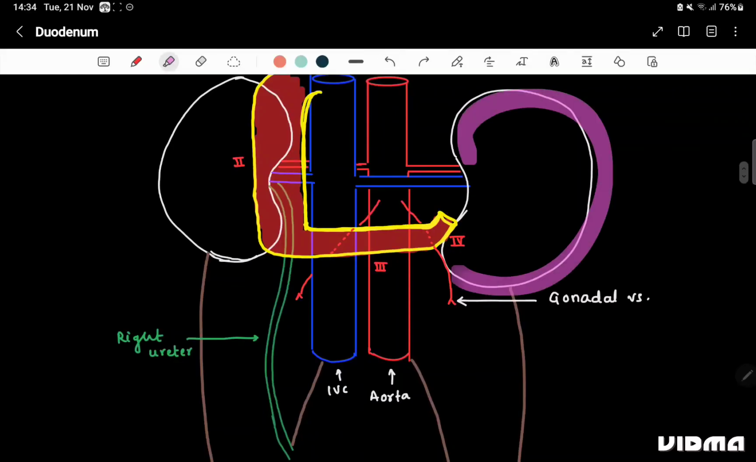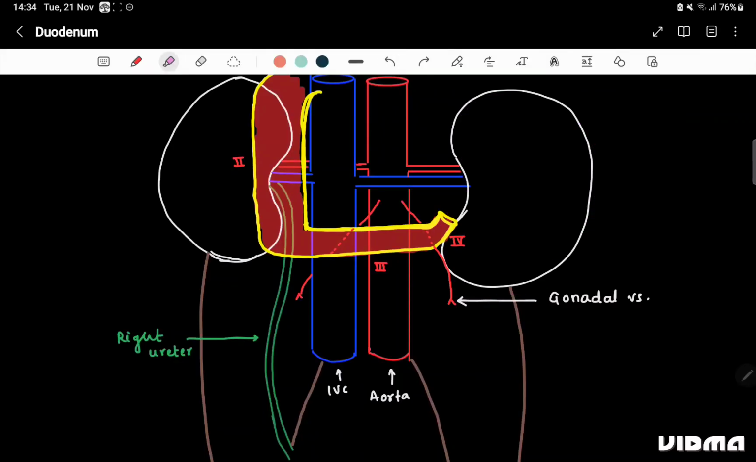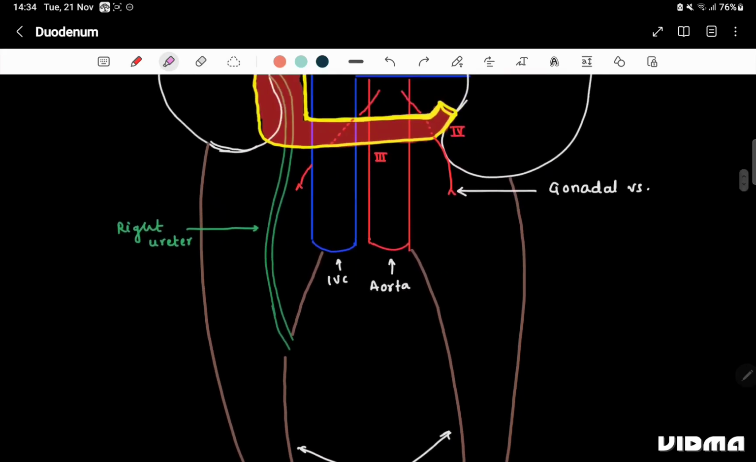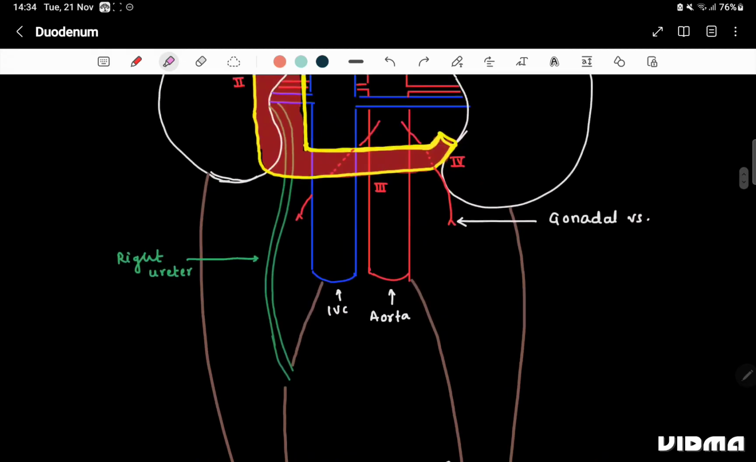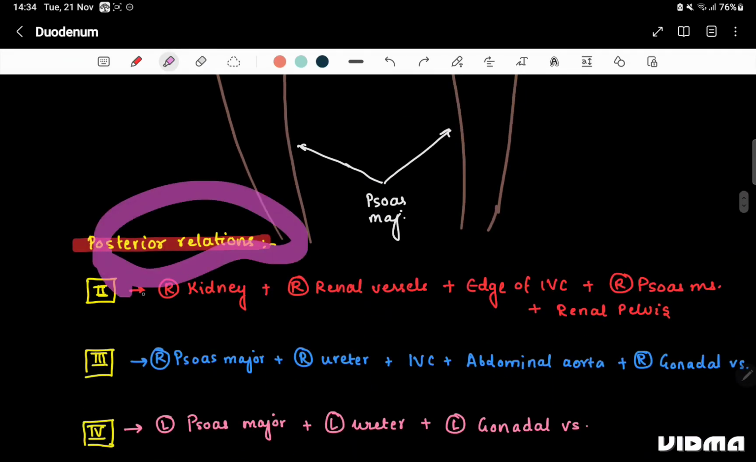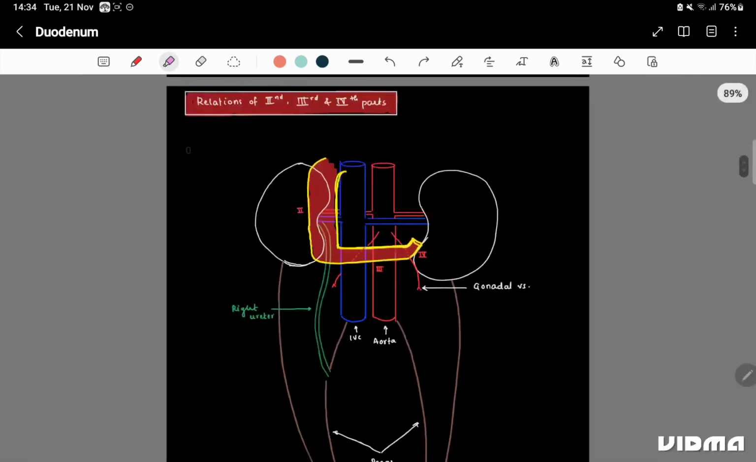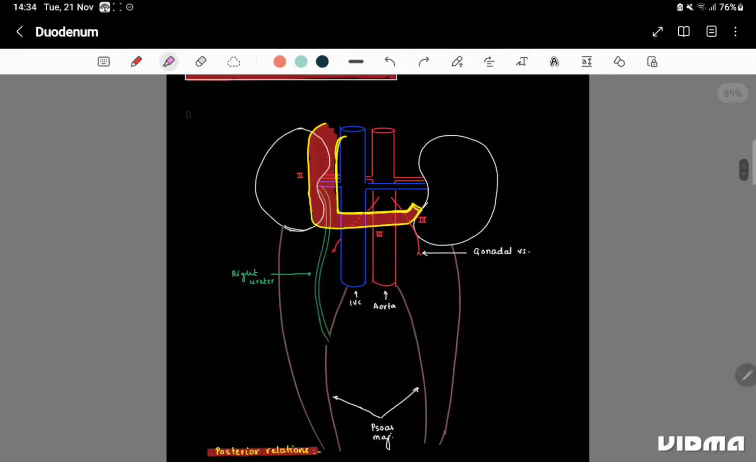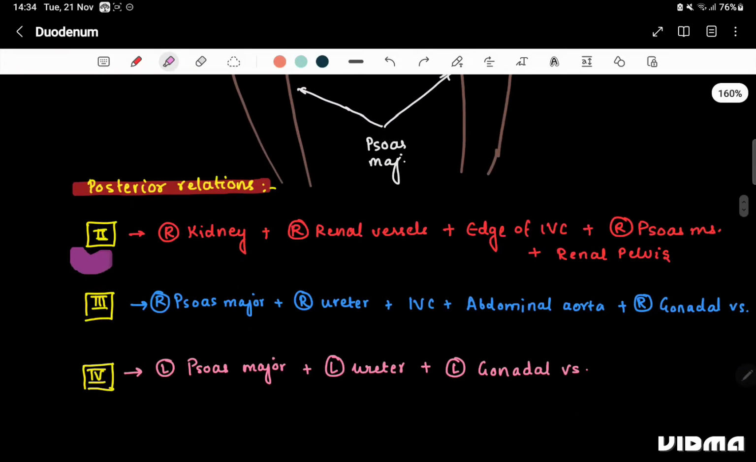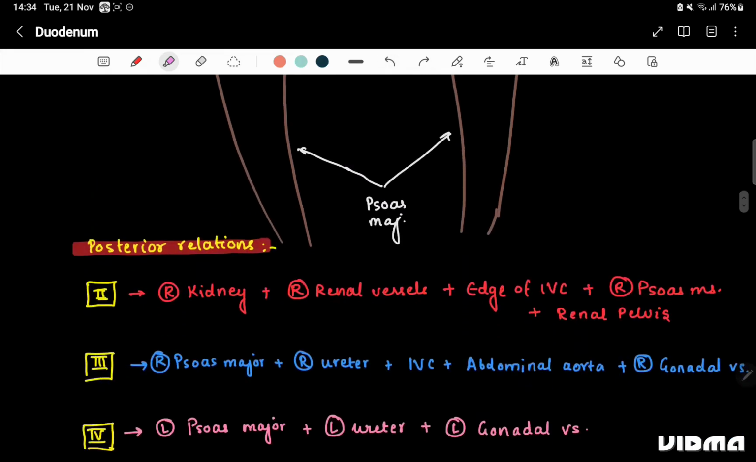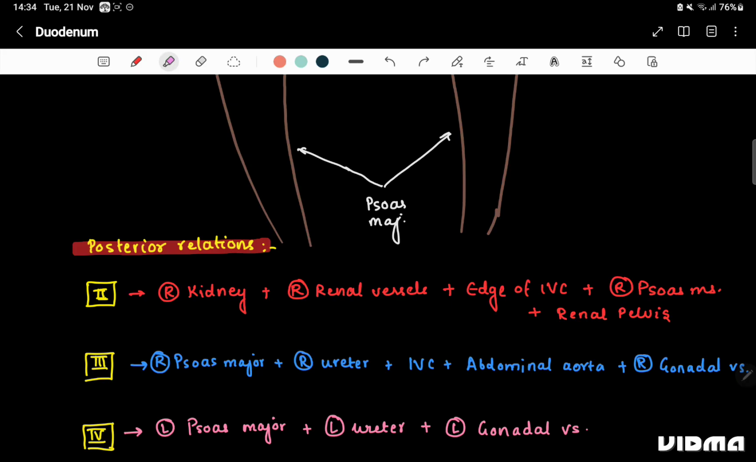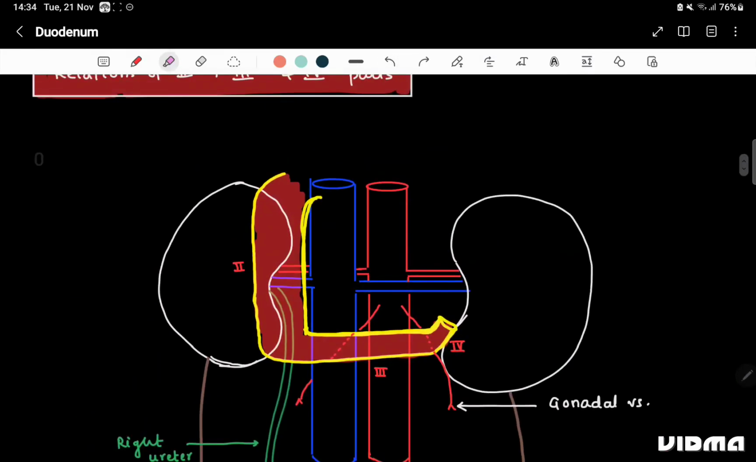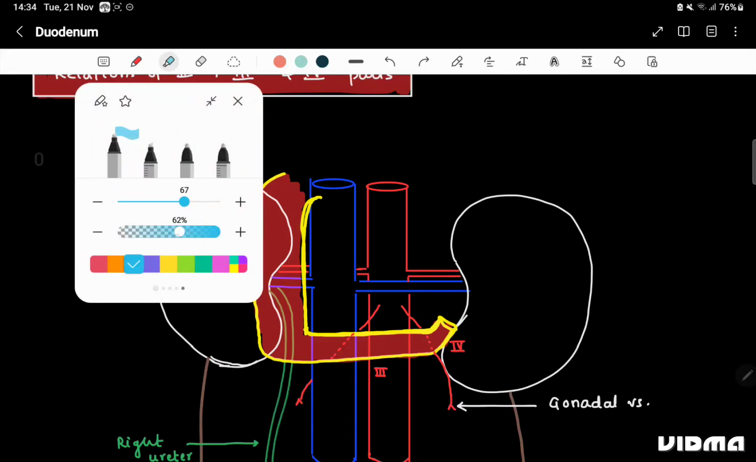And for the fourth part, your left kidney will form a posterior relation. And these are your two muscles. What are these two muscles? Your psoas major muscle. So let's talk about the posterior relations. Here in this diagram, we are only showing the posterior relations. For the second part, they are the right kidney, right renal vessels, the edge of the IVC, right psoas major, and the renal pelvis. Very easy. You can just correlate here.